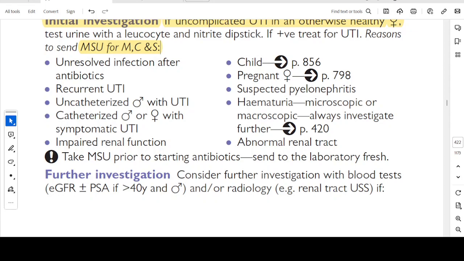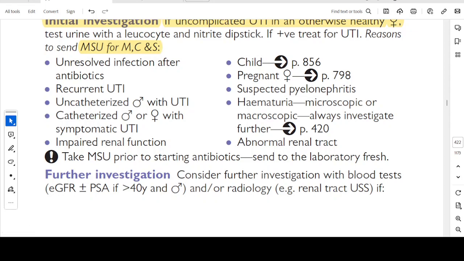Hematuria: if you find hematuria on the urine dipstick along with leukocyte and nitrate, or if hematuria is present, either microscopic or macroscopic, always investigate further by microscopy and culture sensitivity. Abnormal renal tract history. Take a midstream sample prior to starting antibiotics and send it to the laboratory fresh.